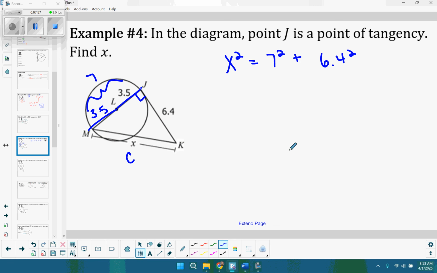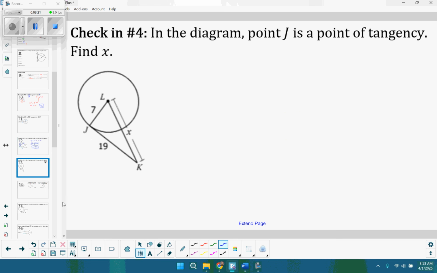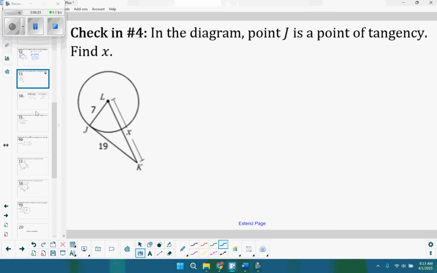So when I use my calculator to do 7 squared plus 6.4 squared, I get x squared equals 89.96. And when I take the square root of both sides, x is 9.5. So there's a check-in here. You can pause. Answers are posted on Google Classroom.